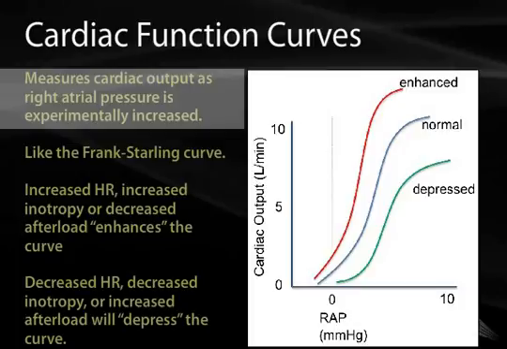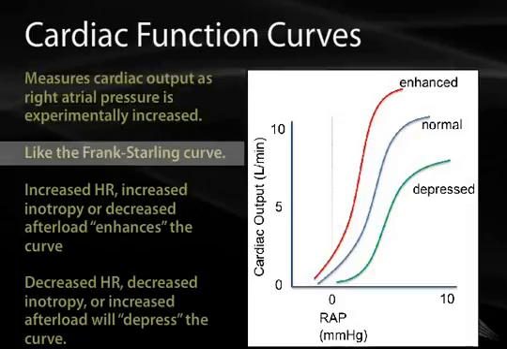In the normal curve, which is blue, you can see that as right atrial pressure increases, the heart is able to increase its cardiac output. This occurs because as the right atrial pressure increases, the left ventricular end diastolic volume increases, and the heart responds by increasing its cardiac output. This is similar to the Frank-Starling curve.